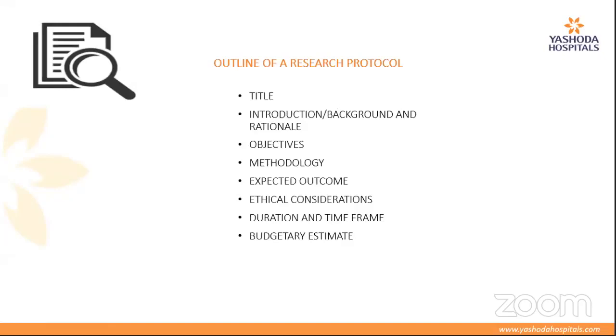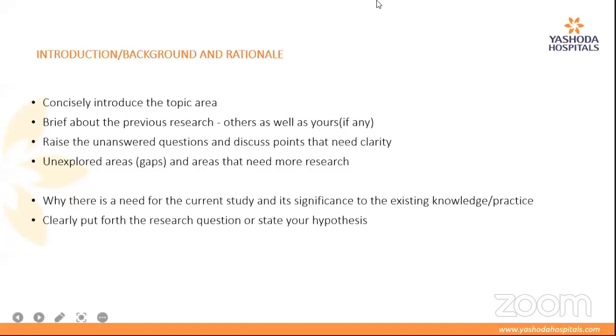After that, we need to go ahead with the introduction and decide the background and rationale for doing this study. First of all, concisely introduce the topic area. What is the relevance of doing research in this particular topic? Briefly describe the previous research studies that have already happened, whether by others or the researcher himself. And then here we need to answer certain questions. What are the untouched areas? What are the unanswered questions in this topic? And discuss the points that need further clarity.